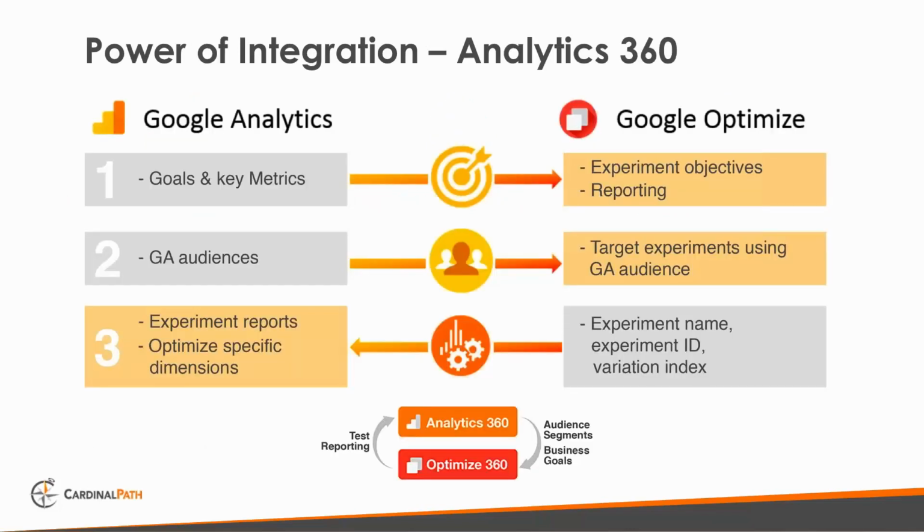And as I was mentioning, just to hammer this home a little bit more, in Google Analytics, you can take those goals and key metrics, use those as objectives in Optimize for reporting. You can take those audiences from Google Analytics and target those audiences with Google Optimize. And then Optimize sends all of that information about the experiment that was shown, the variant that a user was exposed to, and that comes back into Google Analytics. And you can dive as deeply as you want into that data there. It's a really nice cycle here.